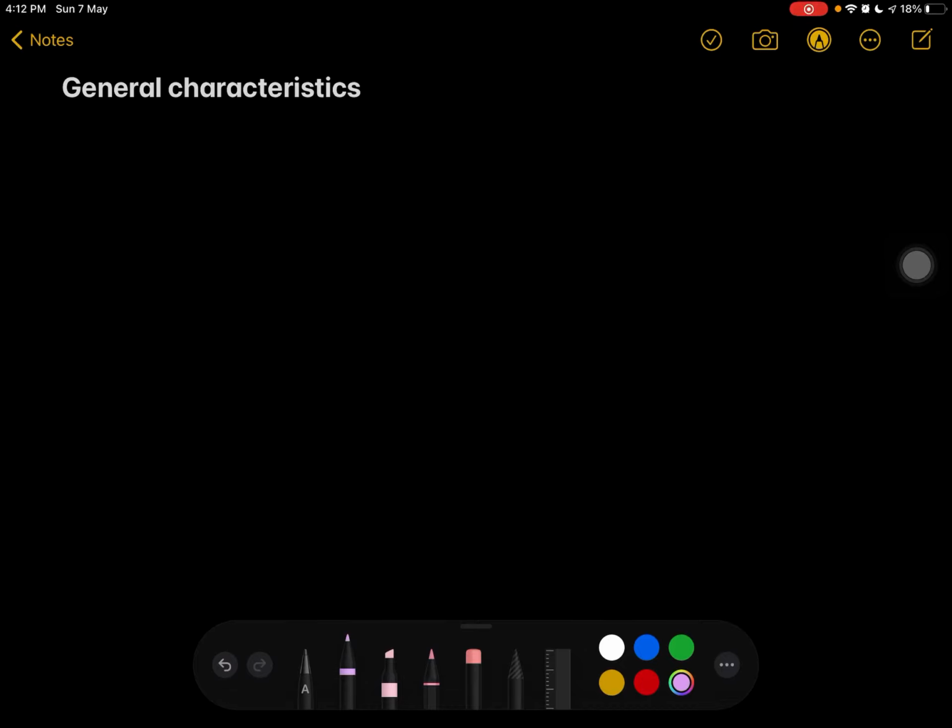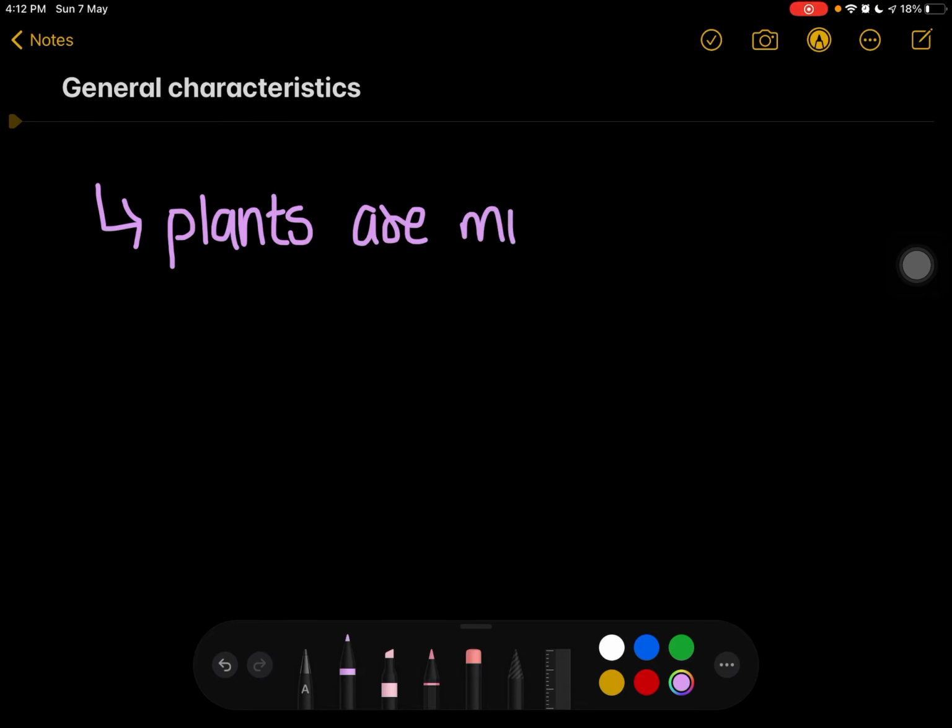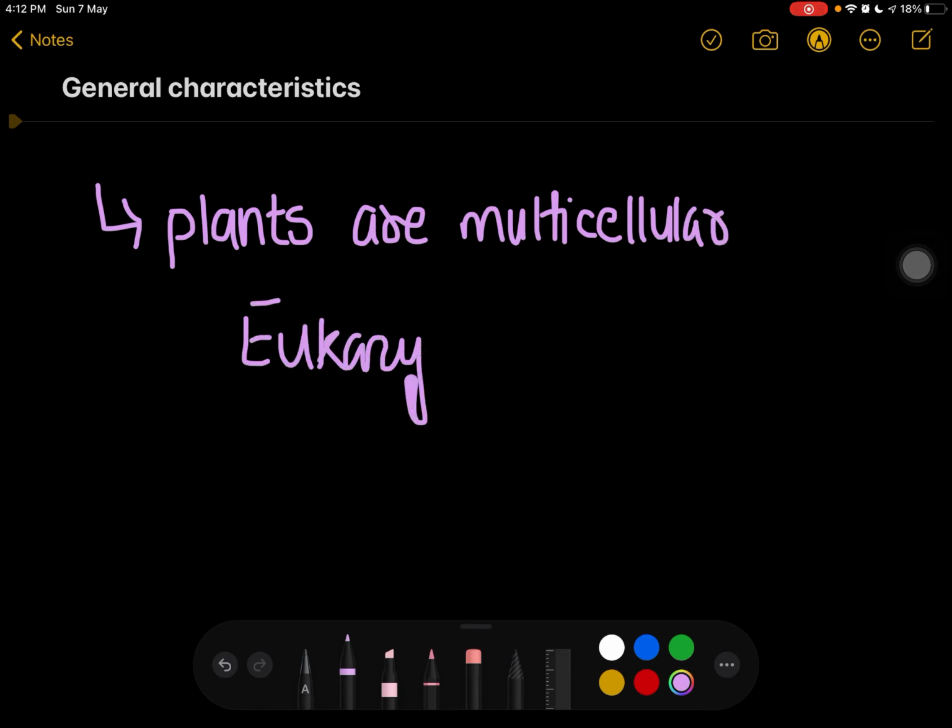So today we will discuss the general characteristics of plants. Basically, plants are multicellular and eukaryotic, right? Moreover, they are photosynthetic, they are autotrophs.